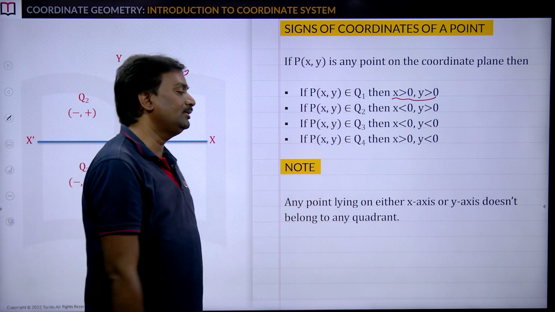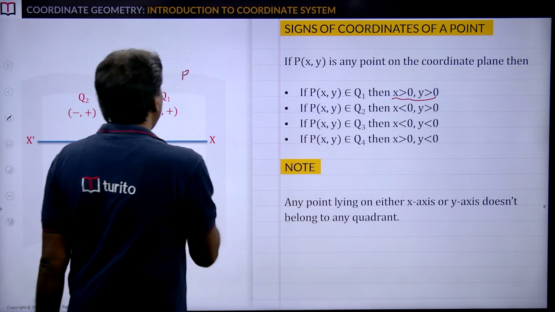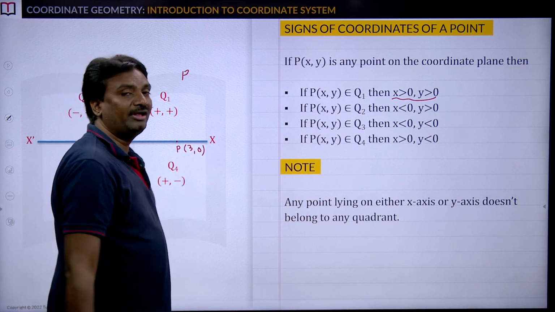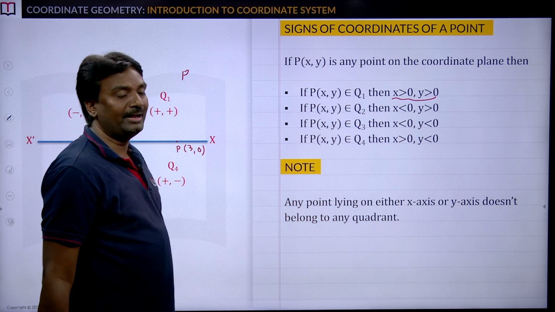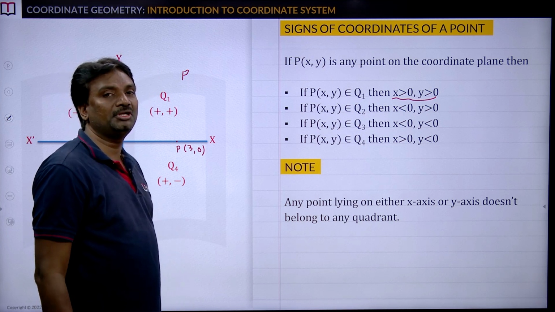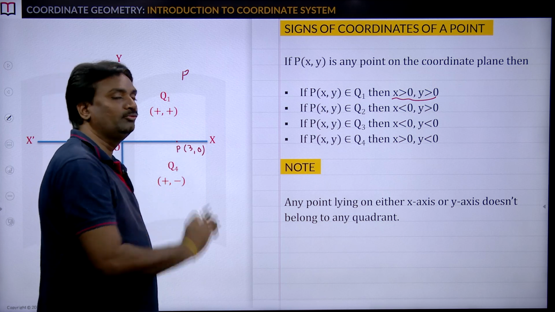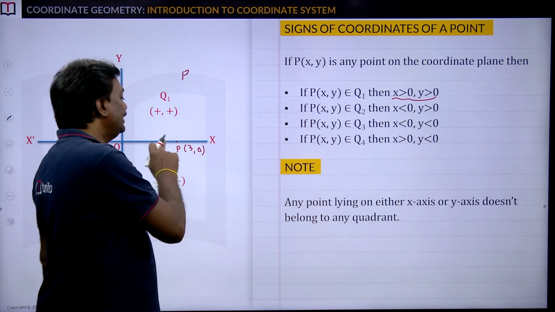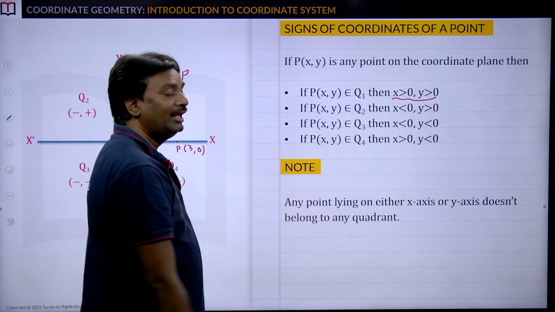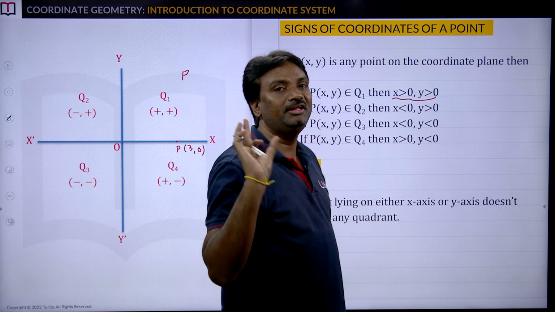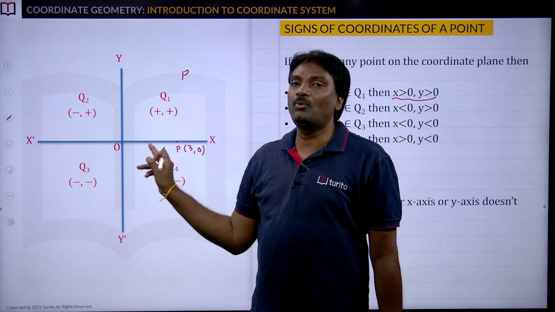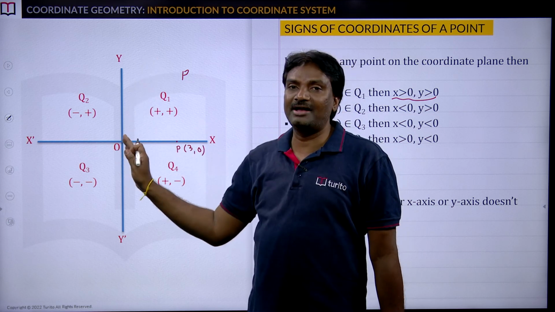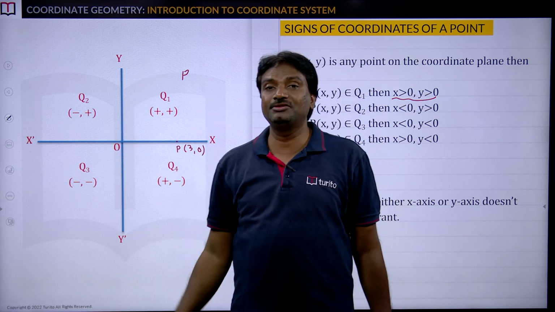So for example, suppose P is the point (3, 0). If I ask you to find the quadrant number in which the point P (3, 0) lies, don't say Q1 or Q4 like that. When the point P lies exactly on either the x-axis or the y-axis, we say that point doesn't belong to any quadrant. So simply we can say that point belongs to the x-axis only. If the point P lies on the y-axis, that point P belongs to the y-axis only.